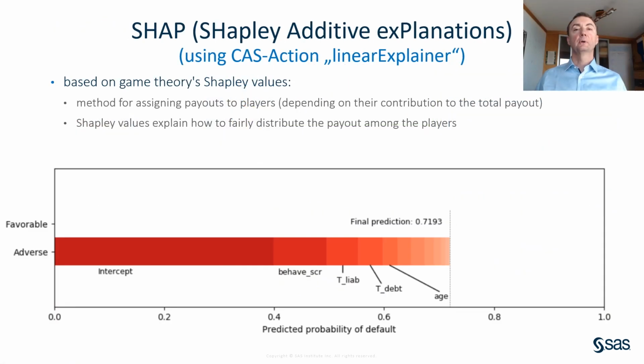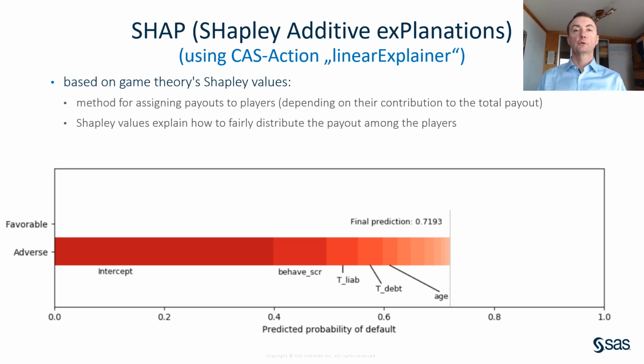Another powerful way to explain your machine learning models is to use the Shapley additive explanations. Based on the research of Shapley in game theory, this method assigns contributions for each variable in the predictive model. The method is based on research where the assignment of the payout in a game to various players should correspond to the contribution of each player to the total payout.